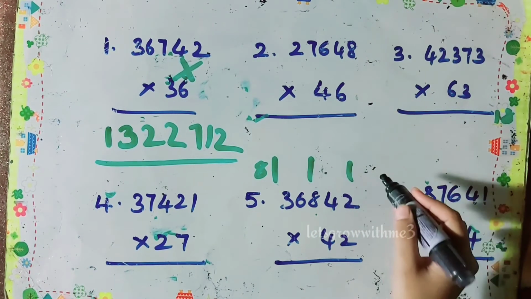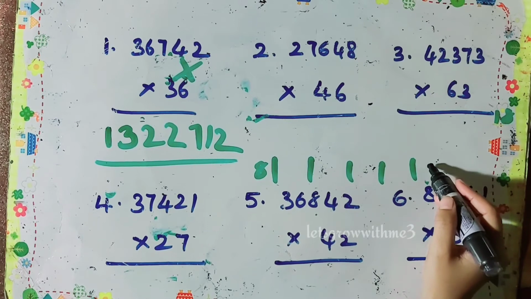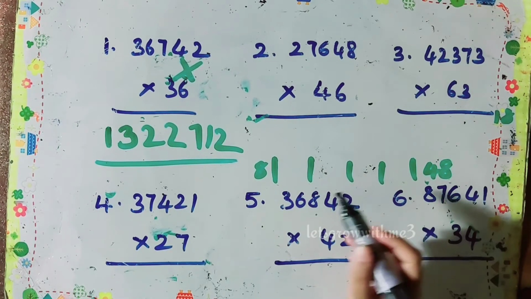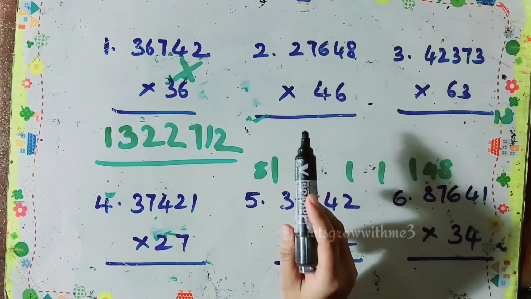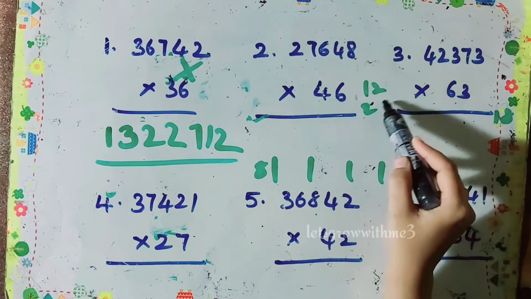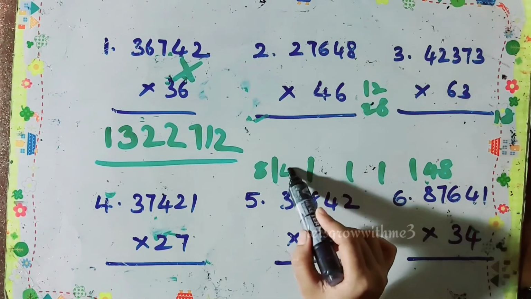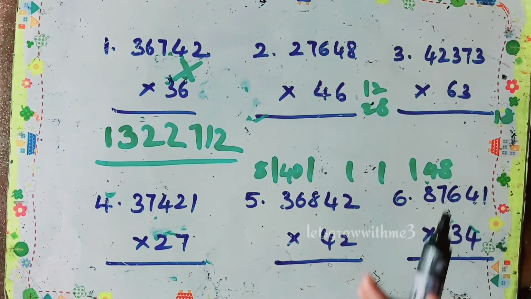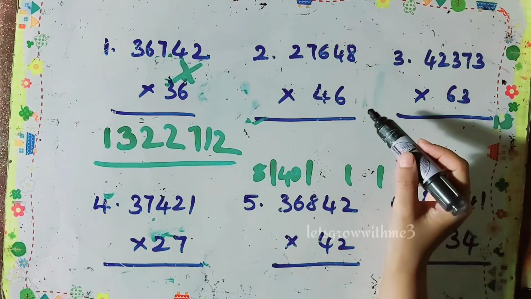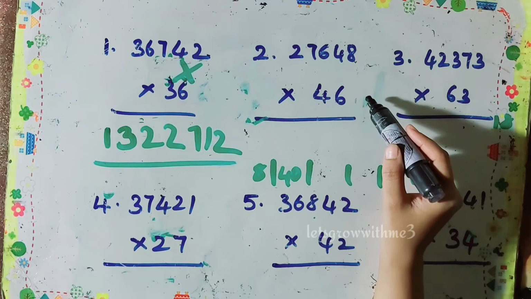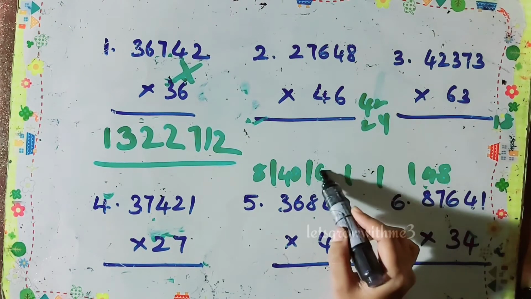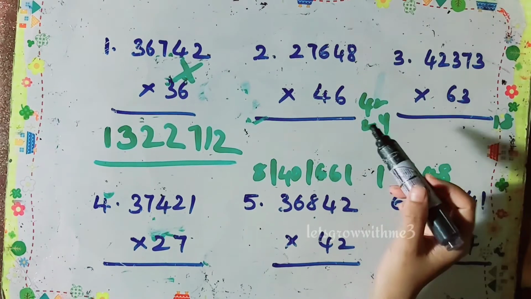Straight multiplication: 4 2s are 8, 6 8s are 48. Then we need to do the cross multiplication, which is 2 6s are 12, 7 4s are 28. When we add, we'll get 40. Then we need to multiply next 76 times 46, which is 7 6s are 42, 6 4s are 24. When we add, we will get 66.